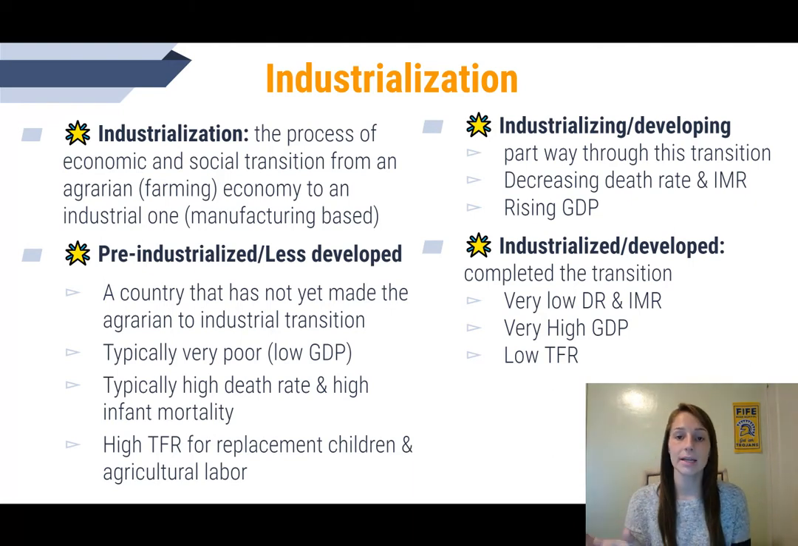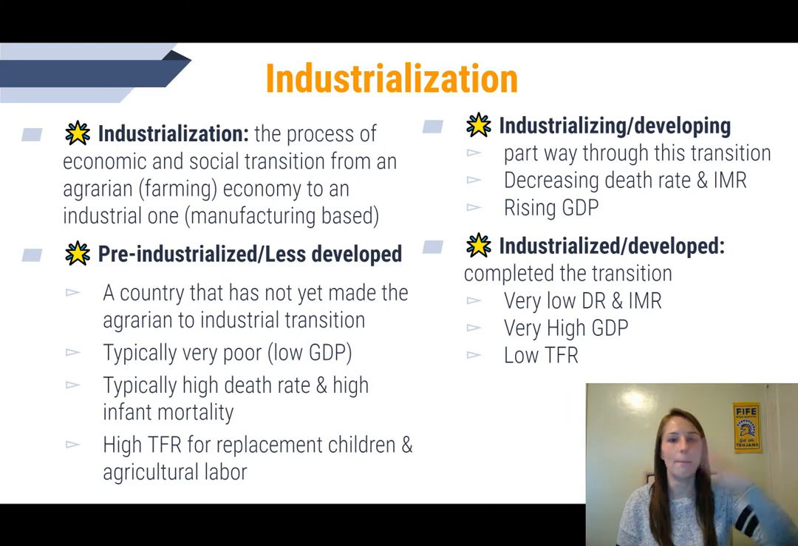And then our last term here is going to be industrialized or developed. And these are going to be countries that have completed this transition. Now, if you think of a place like the United States, this doesn't mean that farming completely doesn't exist. It's just going to be potentially not that many people doing it, and it's not going to be the main form of their economy. So in the United States, we do still have farmers here. However, most of our country's economic growth is going to be coming from manufacturing-based job markets. And in these countries, we're going to see very low death rates and low infant mortality rates. We're going to see very high GDP, and we're also going to see a low fertility rate in these developed countries.